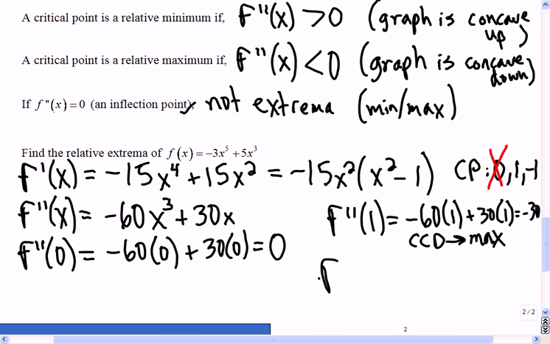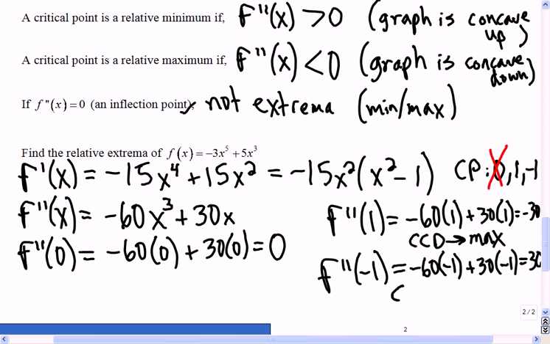Okay. If we find the second derivative at negative 1, that's negative 60 times negative 1 plus 30 times negative 1. Turns out to be 30. So this time, what are we dealing with? Concave up. Yep, concave up, which means a minimum, right? So concave up, that's the minimum down there.